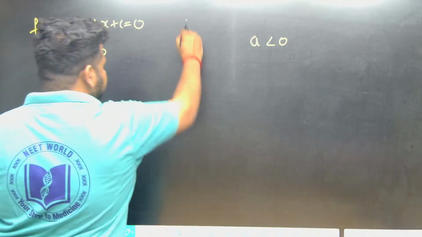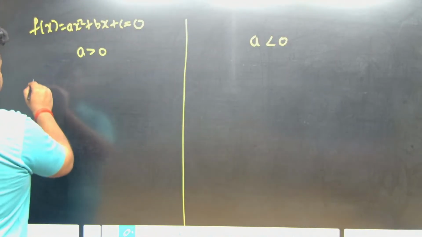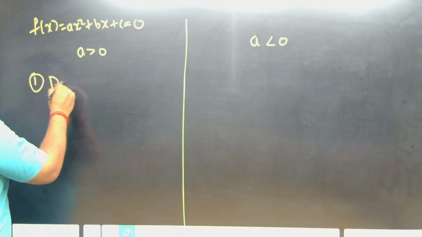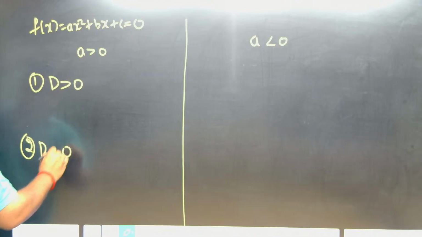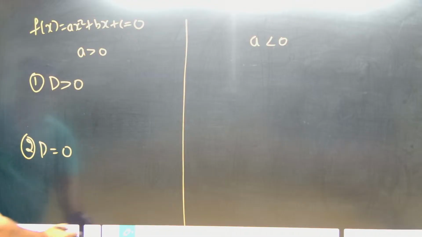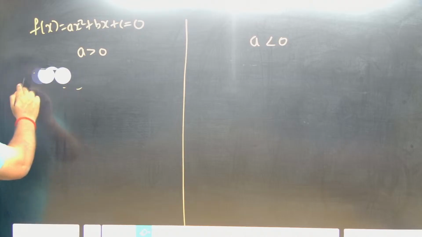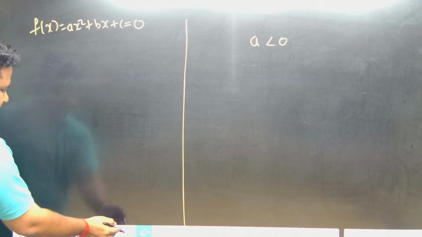What happens? So first, if a is greater than 0, the first condition is D is greater than 0, the second condition is D is equal to 0, and the third condition is D is less than 0. Let me write it here. A is greater than 0, first condition is what?